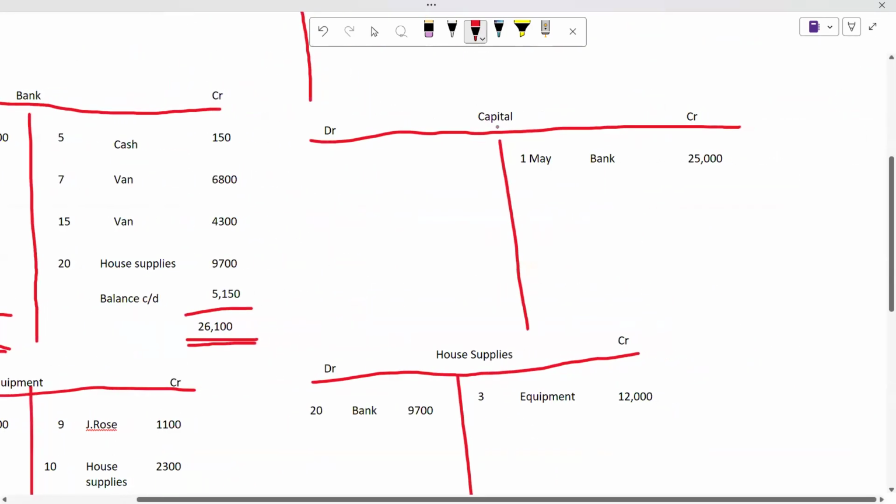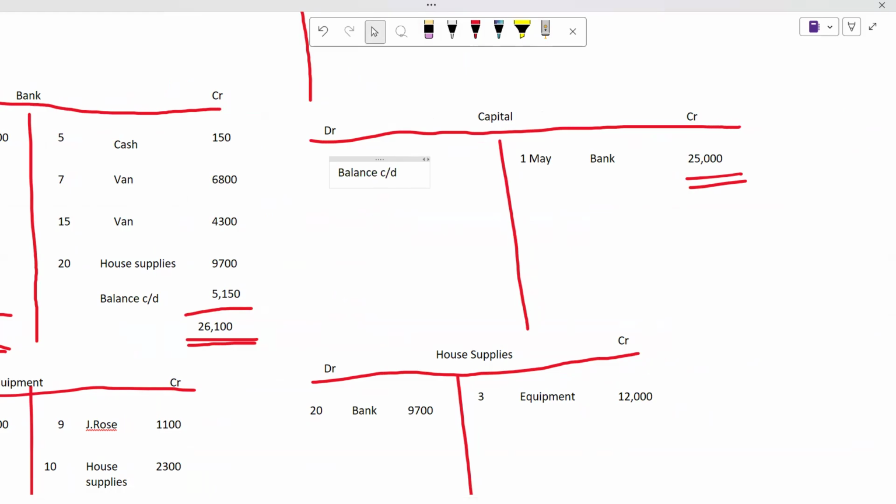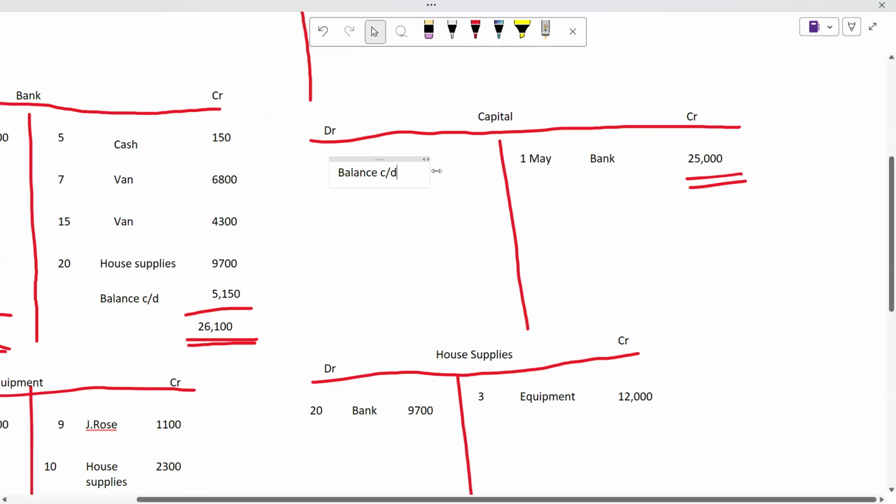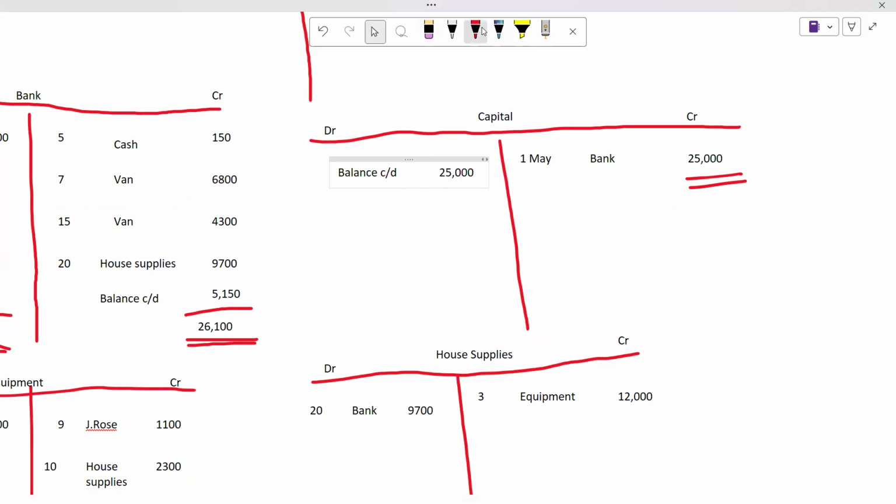I've got the capital one here. I have nothing in here. So I'm just going to show this as a total and then write balance carry down 25,000, and then show the double line because I have nothing else, right?